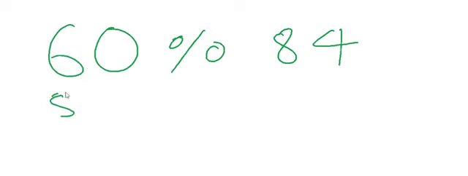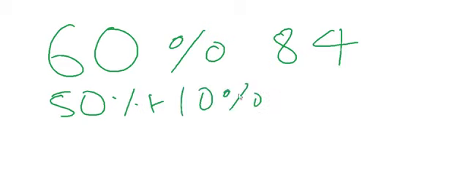Let's take any number like 60% of, let's say, 84. How can you calculate 60% of 84? Well, it is quite easy. 60 is what? 50% plus 10%. Okay. What is 50% of 84?